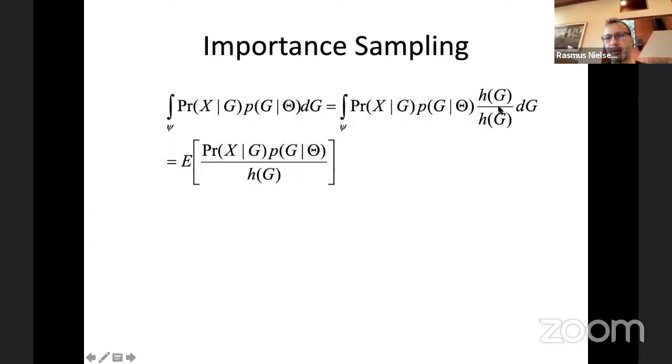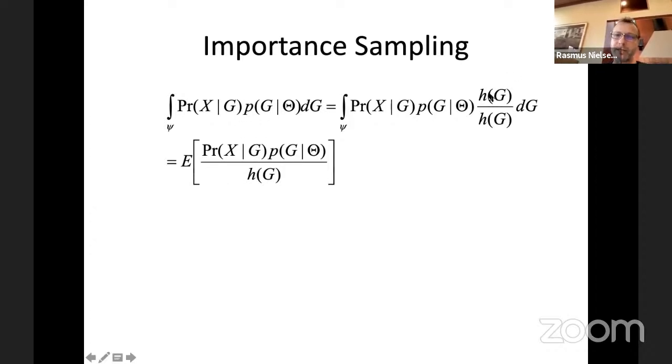But what we could do instead is simulate from another distribution. So we could take this integral and multiply and divide by some other density of genealogies. And now we can simulate from this density of genealogies, and then evaluate the average of this function here. So this integral, we can think of that as the expectation of this with respect to this density here. So if we simulate from this density and then evaluate this ratio for all of the genealogies we have simulated, that converges to this expectation, okay, which is this integral.